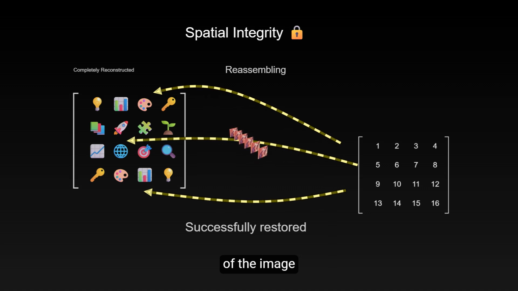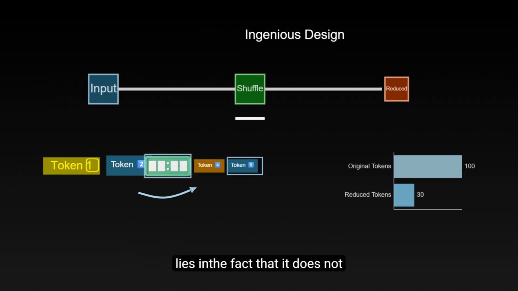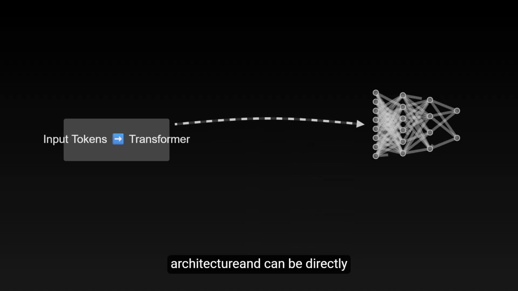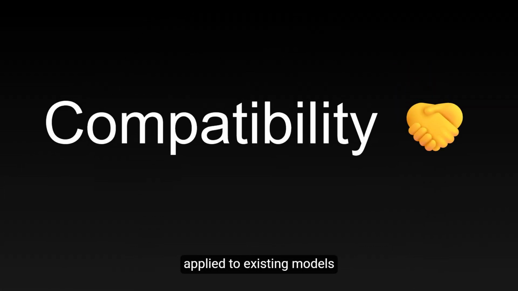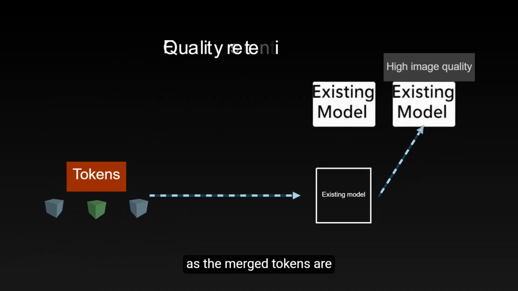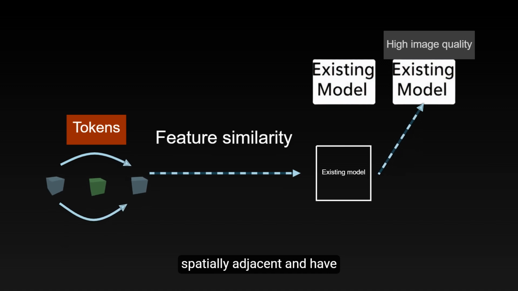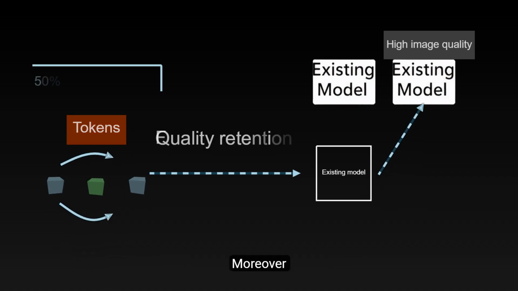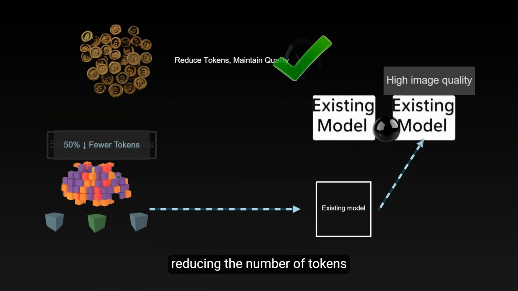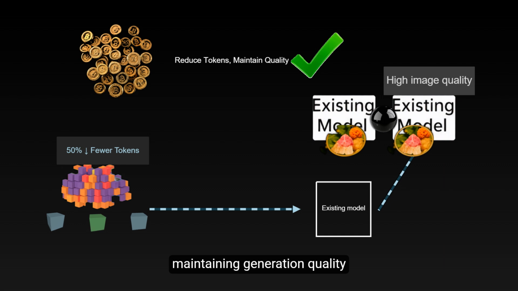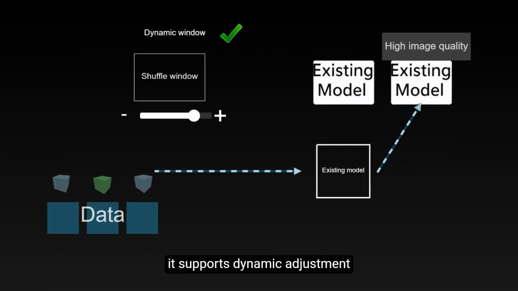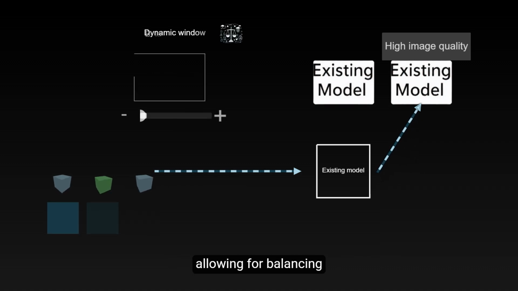The cleverness of this design lies in the fact that it does not require modifying the standard causal transformer architecture and can be directly applied to existing models. At the same time, it maintains image quality, as the merged tokens are spatially adjacent and have similar visual features. Moreover, it significantly improves efficiency, reducing the number of tokens that need to be processed while maintaining generation quality. More importantly, it supports dynamic adjustment of the shuffle window size, allowing for balancing efficiency and quality as needed.